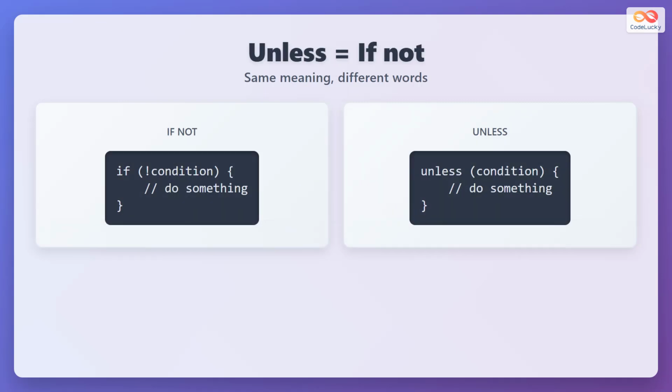Unless means exactly the same as if not. When you see if not condition, you can replace it with unless condition. Both do the same thing, they run code when something is false or missing.